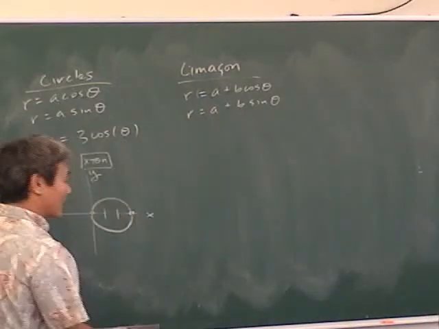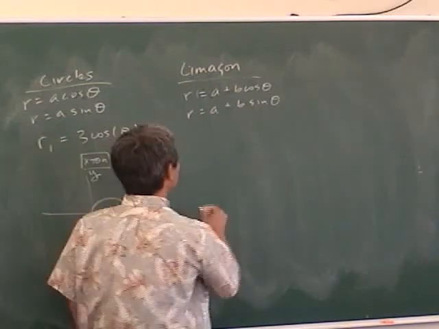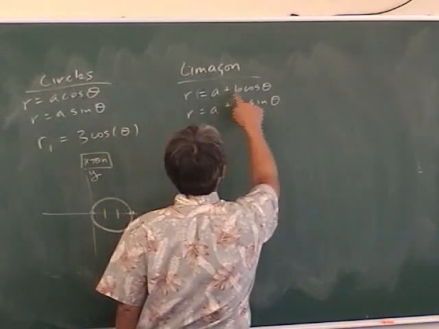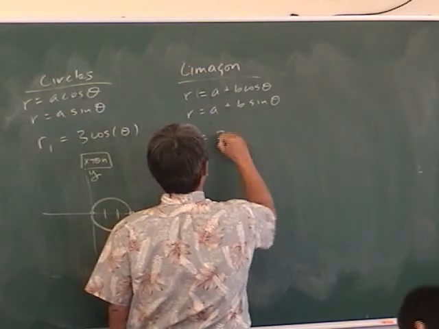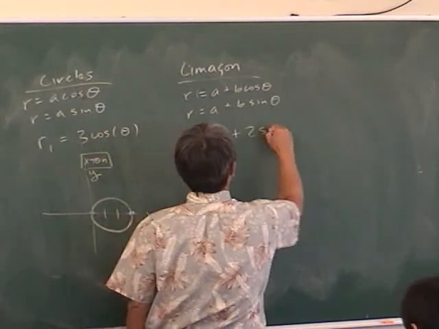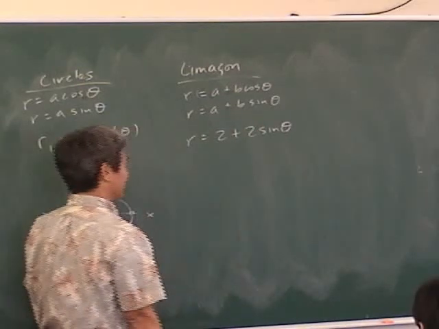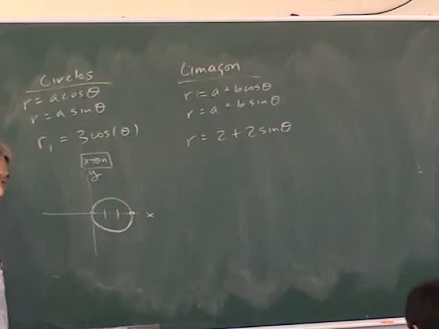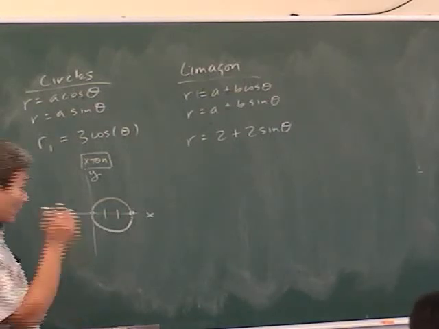Now there are three kinds of limaçons. The first one is when the absolute value of a equals the absolute value of b, like this: 2 plus 2 sine theta. Graph this on your calculator quickly. Press the Y equal button. Keep everything the same, and since we're in zoom decimal, press graph.